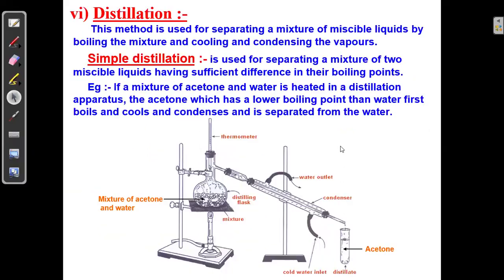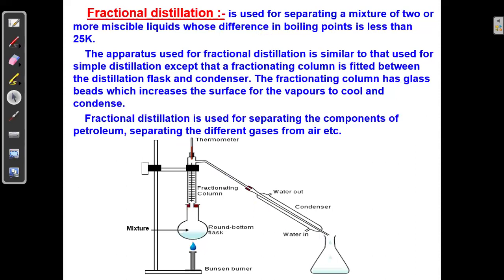We have that. The next is fractional distillation. See, fractional distillation will be used only for those substances which have a very small difference in their boiling points. So for this, we have to use a fractionating column. The fractionating column will have different temperatures at different heights. At the bottommost level, it will have a very high temperature.